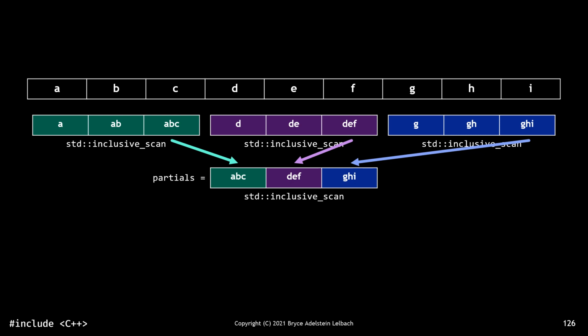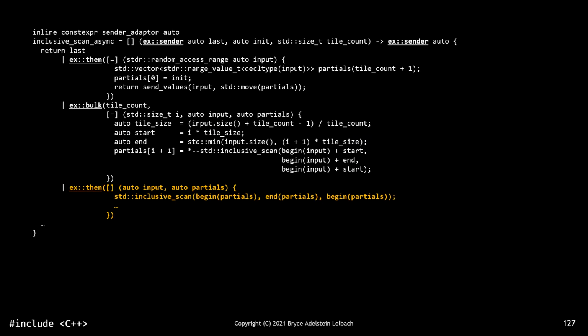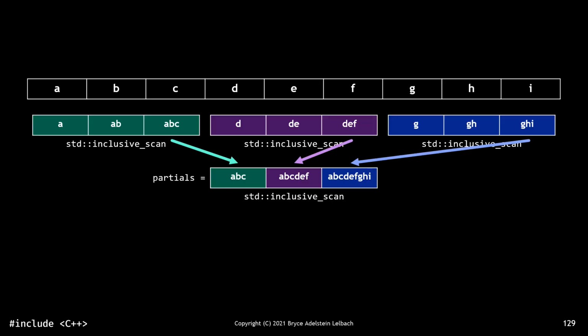Then, after all the tiles have completed their local inclusive scans and written to partials, we need to have one execution agent do a serial inclusive scan of partials. We do this by piping another then sender onto the chain, which will perform the partials inclusive scan. This then sender will again pass along the input sequence and the partials vector. The result of the scan over partials looks like this. The information that each tile needs to add to its elements is in the partials slot for the tile directly preceding it.